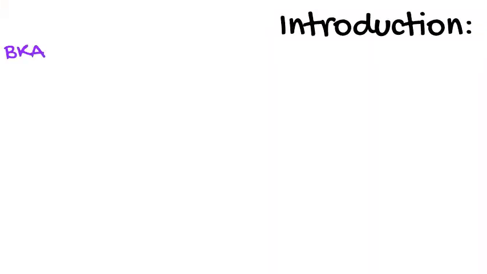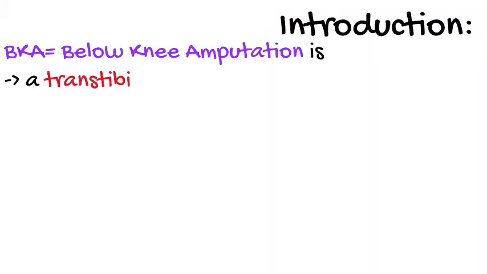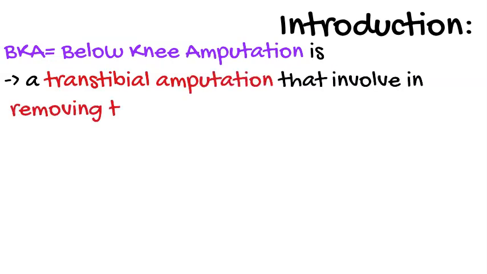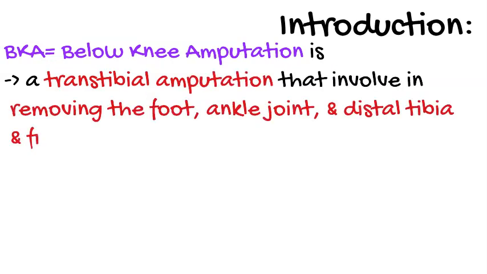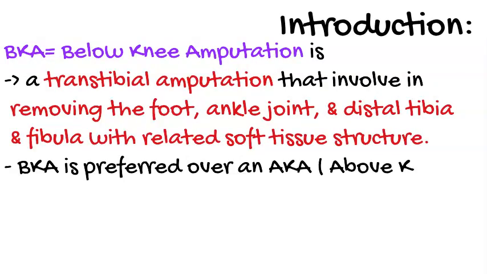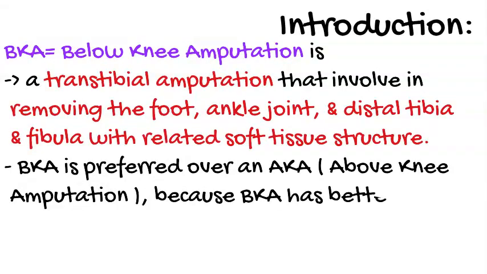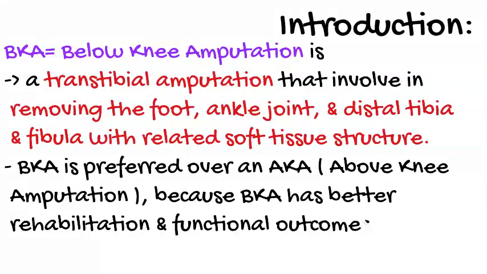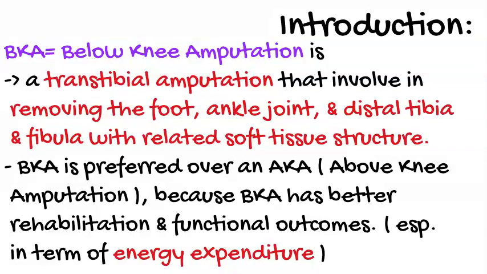As an introduction, what is below knee amputation? BKA is a transtibial amputation that involves removing the foot, ankle joint, distal tibia and fibula with related soft tissue structures. In general, below knee amputation is preferred over above knee amputation because below knee amputation has better rehabilitation and functional outcomes, especially in terms of energy expenditure. I will discuss more regarding this topic later in the video.